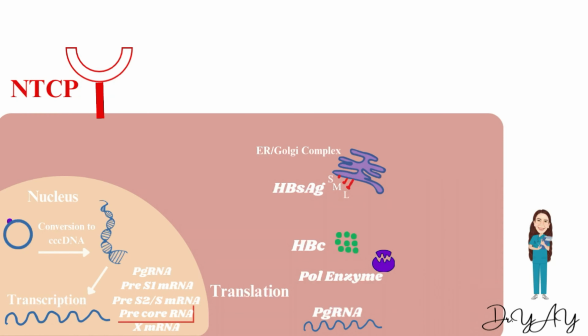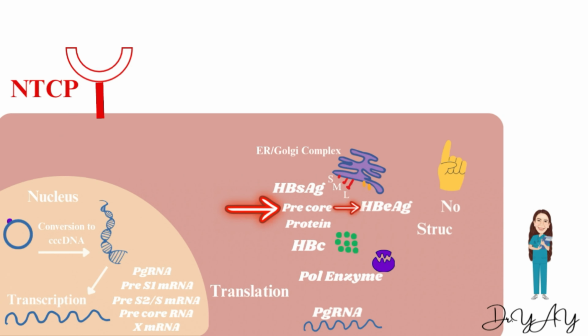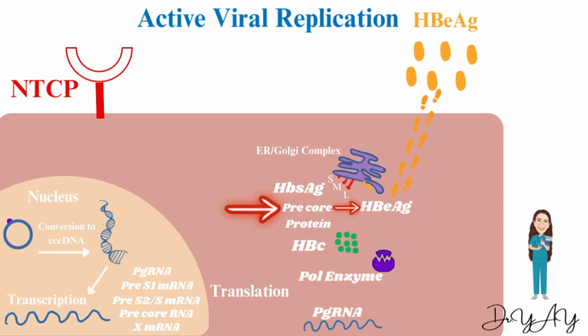Moving next is the pre-core RNA that forms the pre-core proteins, which are processed to form the hepatitis B E antigen. And this, as we mentioned earlier, doesn't contribute to the viral structure, but it is a soluble protein secreted in the bloodstream during active replication, which helps the virus evade the immune system.